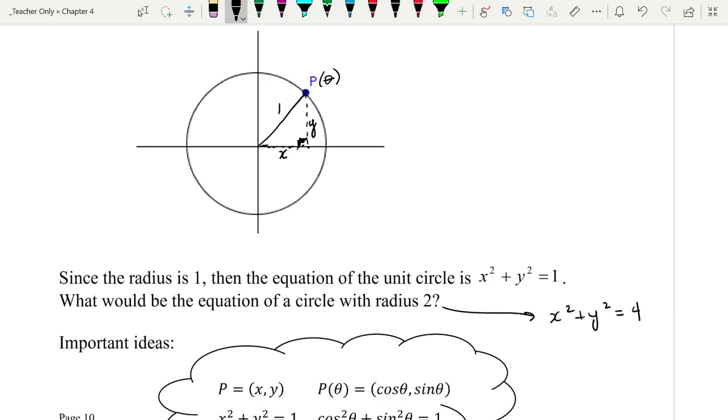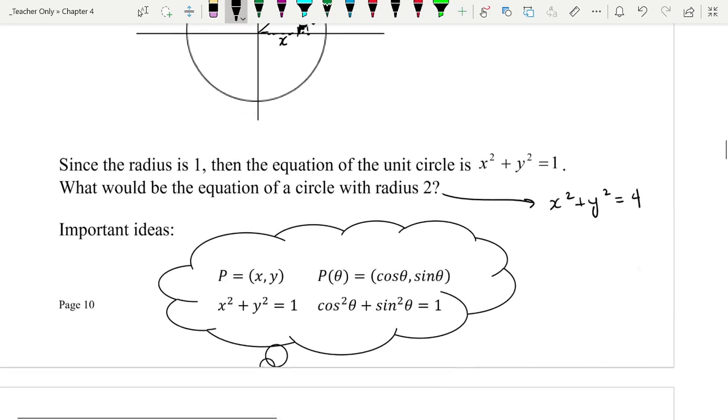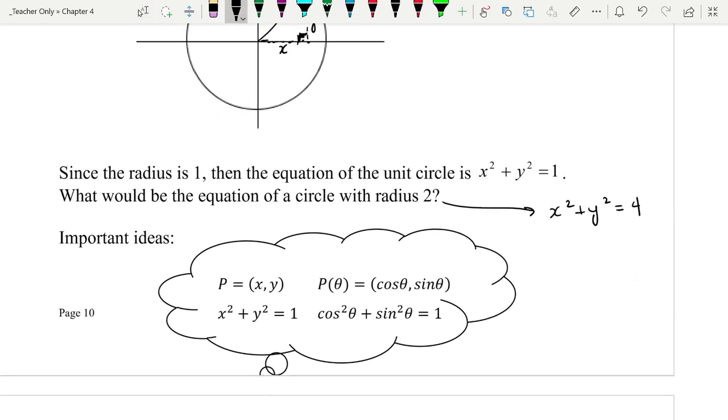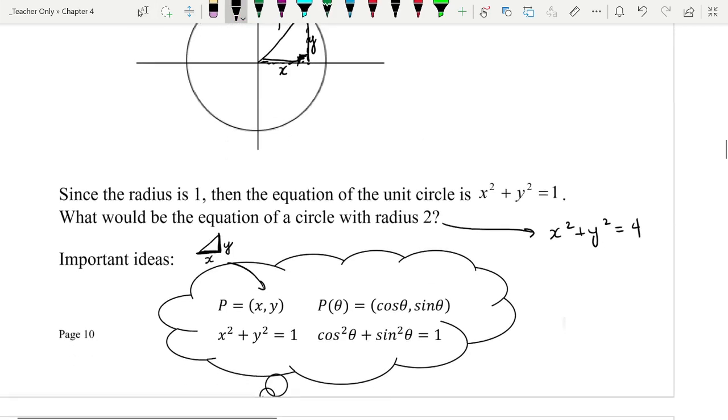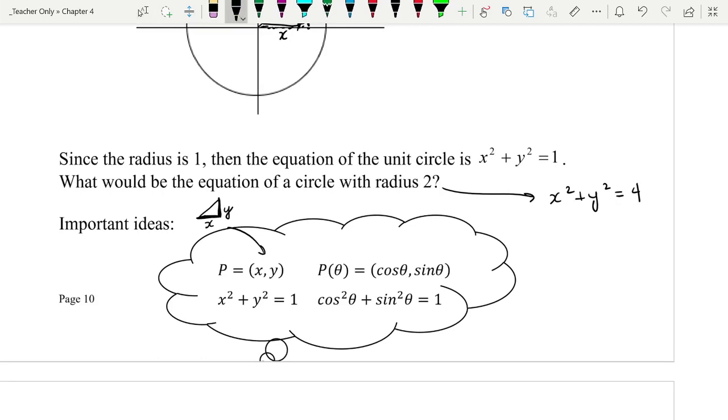So here's some important ideas when it comes to the unit circle. Point P can be defined by its coordinates, x comma y. And remember, you can think of these coordinates in 2 other ways as well. You can also think of them as the triangle legs, right, that we kind of see up here, x and y. But more importantly, you can think of them as the cosine and sine values.